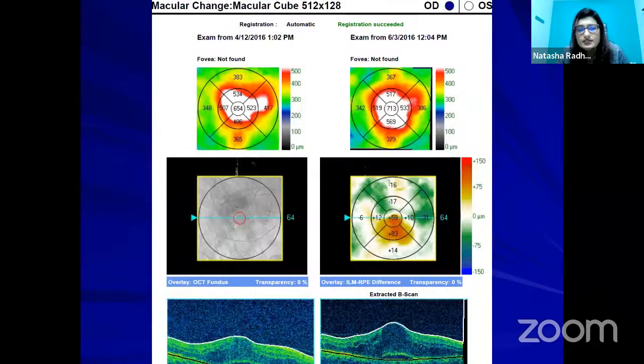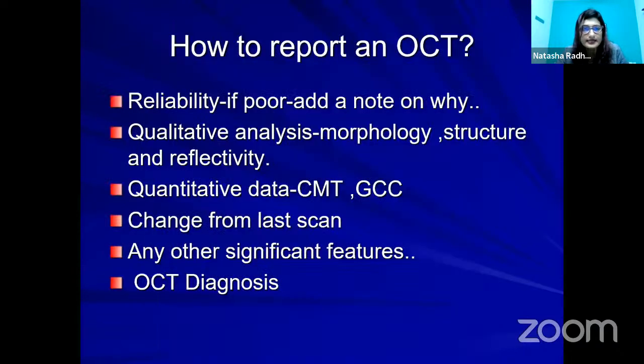And this is the change when you have done a scan before and you see it again. You can see how much has increased or decreased, but it is important for the person who is doing it to see that it is fairly centered in the same area. Otherwise, you can misinterpret it very easily.